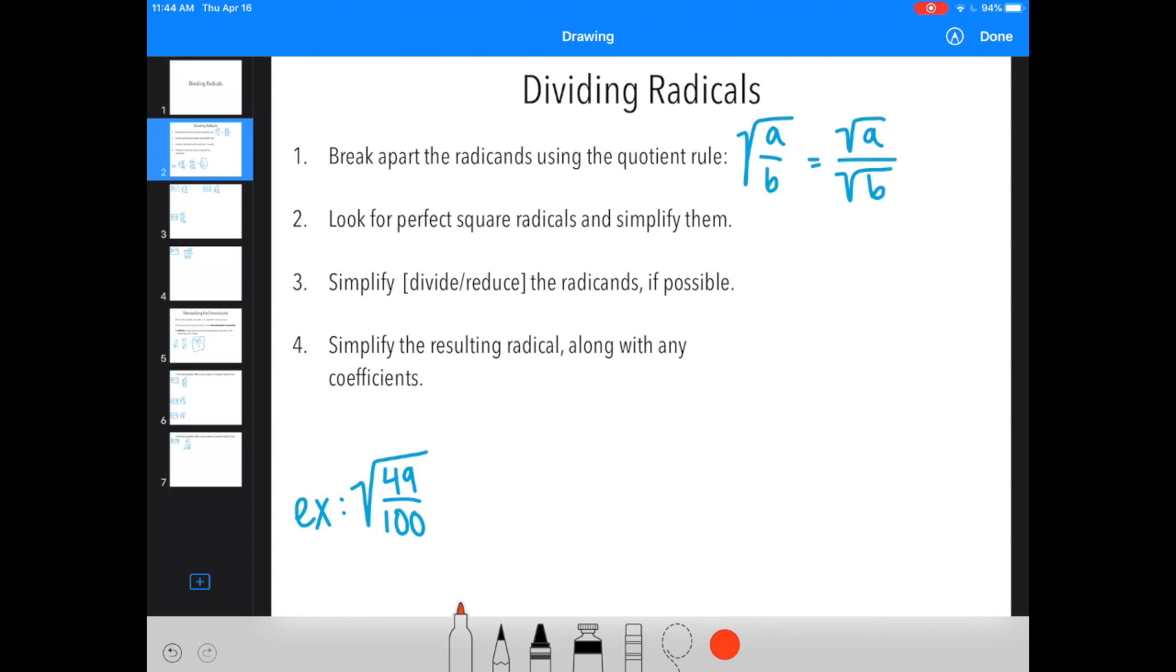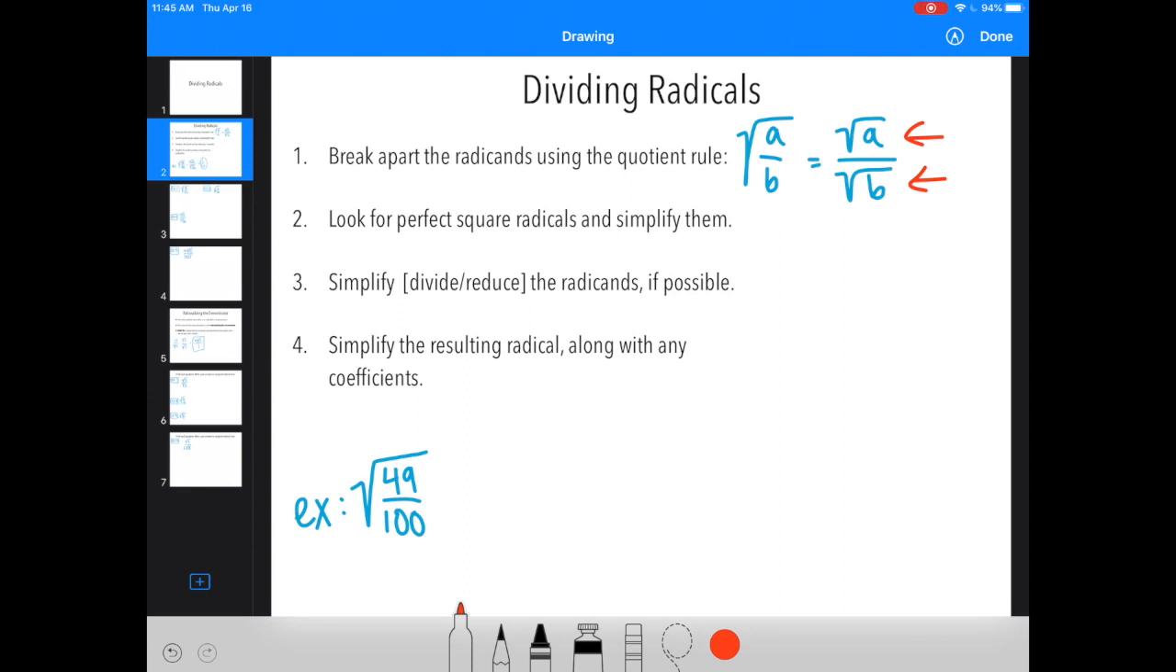How do you divide a radical? First, you want to break the radicand up using the quotient rule. So if I have the square root of a over b, or the square root of a fraction, I'm going to break that radicand apart to where I have a separate radicand in my numerator as well as my denominator. Once I break that up, I can look for those perfect square radicals so I can simplify it and get rid of my radical. After you get rid of that radical, you are going to simplify until you just have a radical on the top or no radical at all.